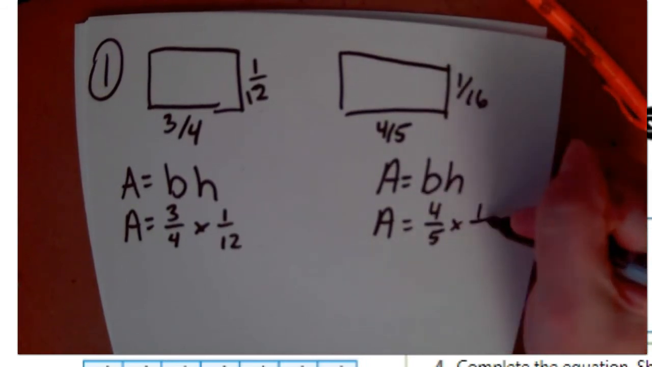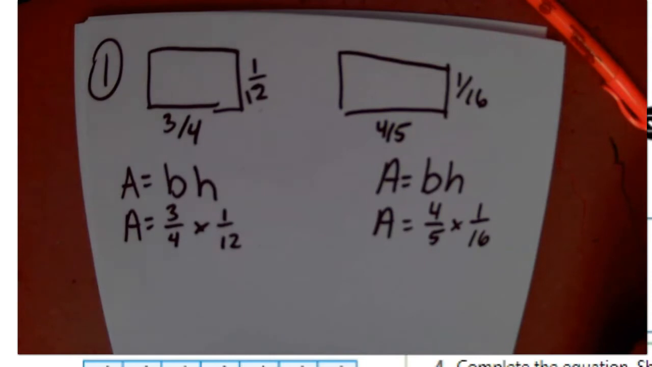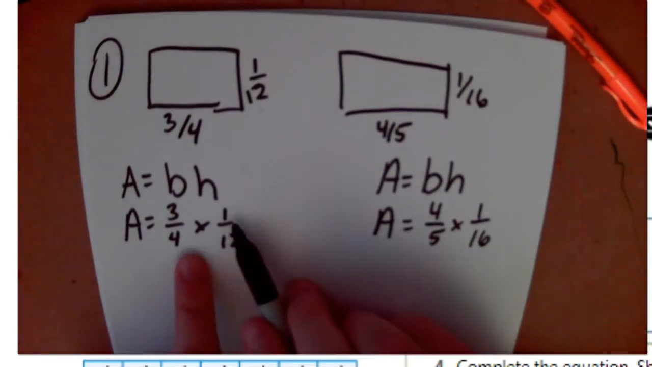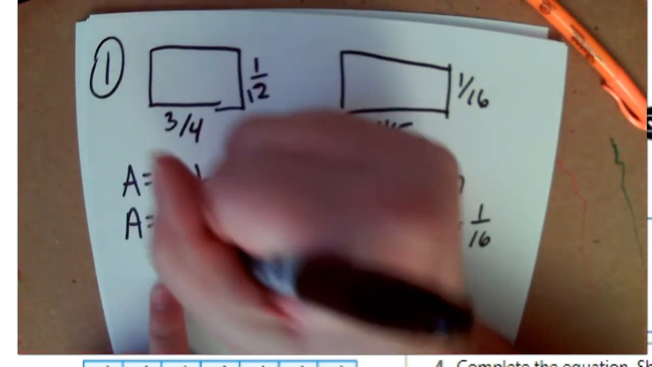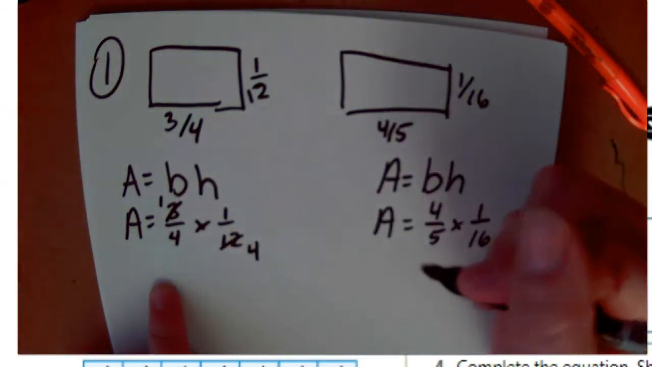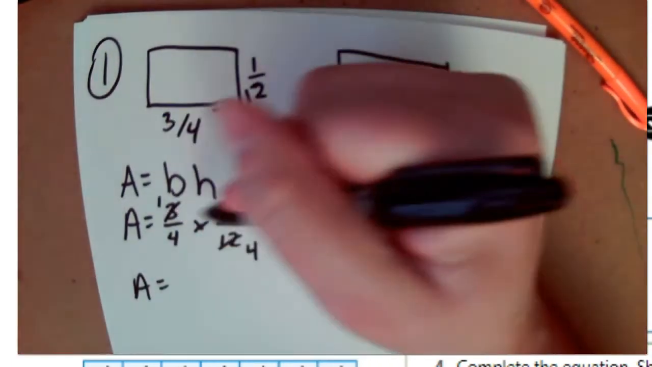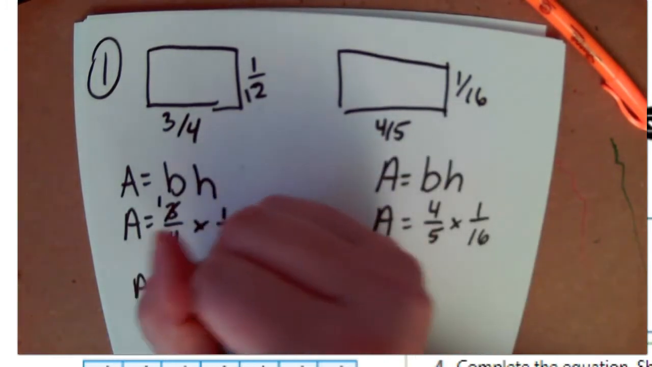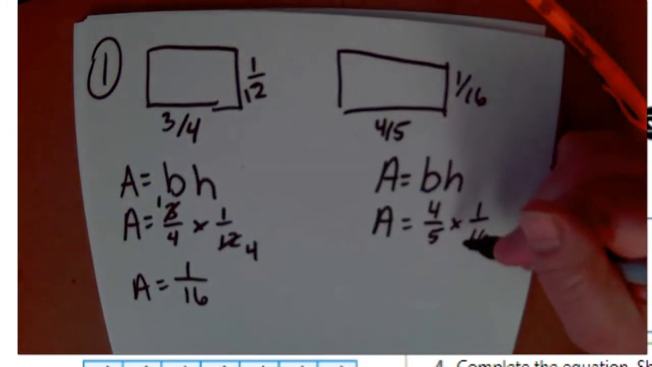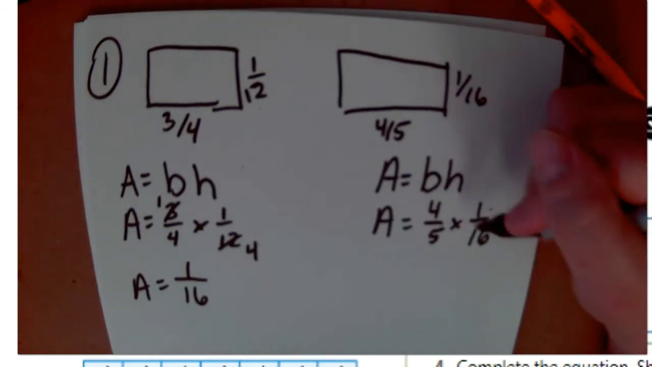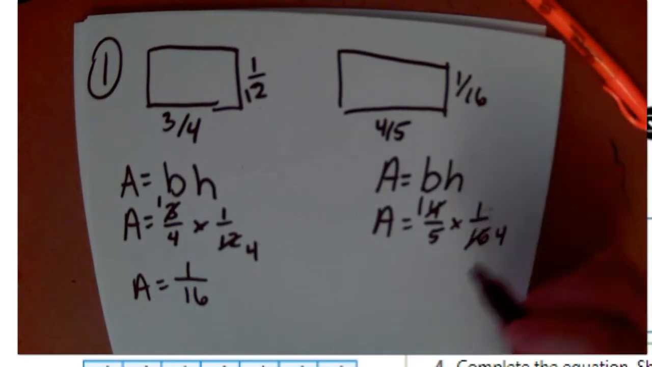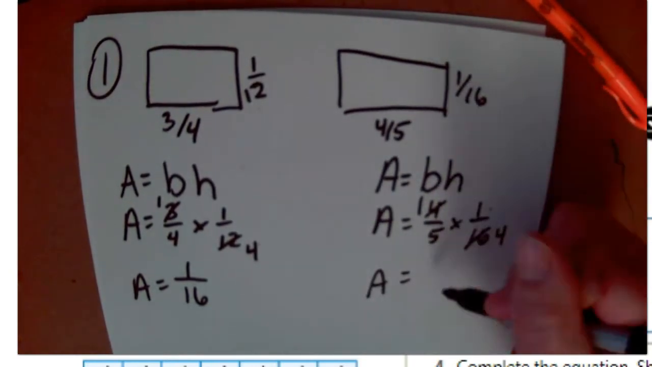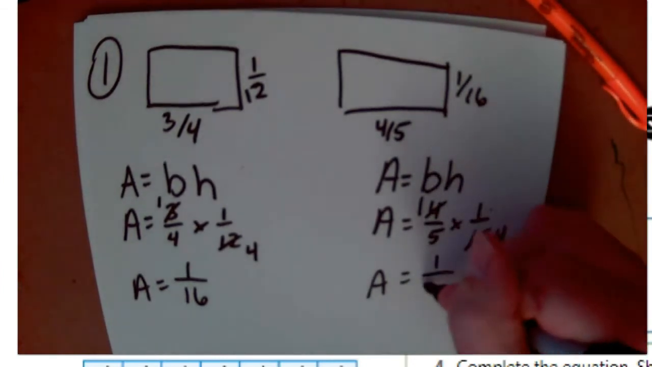times 1/16, because I could have done 1 and 1/16. So let me get to work. Now here I could think about cross-simplifying. 4 and 1, that's not going to work out, but 3 and 12, yes, because 3 goes into 3 once, and 3 goes into 12 4 times. If I multiply straight across, 1 times 1 is 1, 4 times 4 is 16. On this side, I can cross-simplify, not 5 and 1, but 4 and 16. 4 goes into 4 once, and 4 goes into 16 4 times. Now multiply straight across. 1 times 1 is 1, and 5 times 4 is 20.